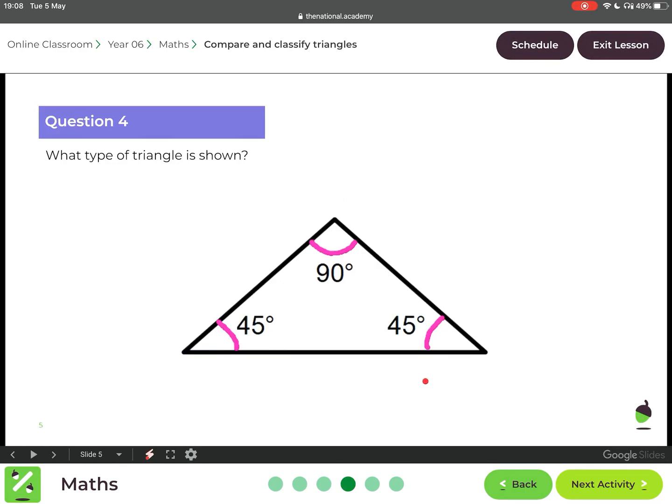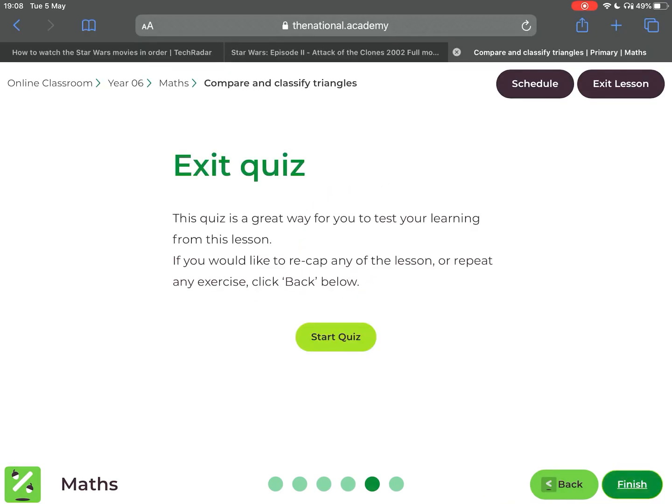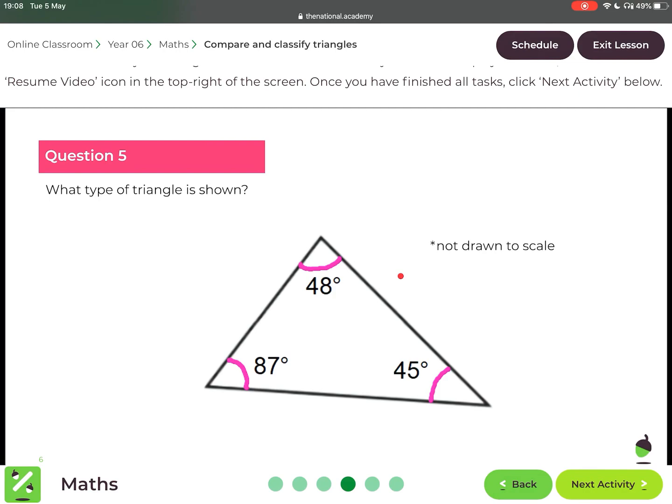What type of triangle is shown here? That would be a right-angled isosceles triangle. As you can see here, it's a 90-degree angle. What type of triangle is shown here? This one would be a scalene triangle. This is a scalene triangle.